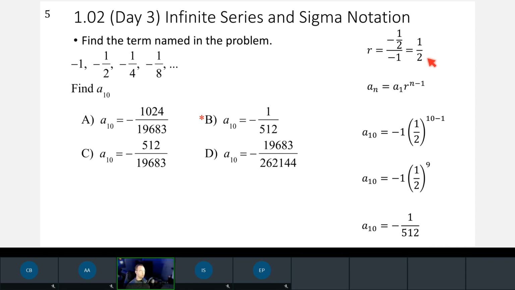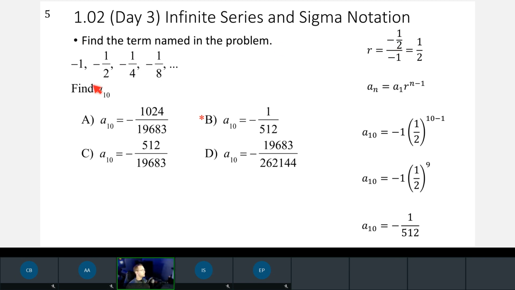And remember, a way we can do that is we take this number divided by the previous number, this number again divided by the previous, this number divided by the previous, and that will give you r equals 1/2. So that's how you find it mathematically if you can't see it right away.